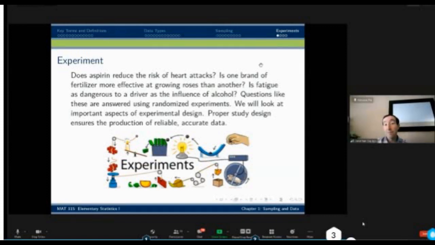Is one brand of fertilizer more effective at growing roses than another? Does the impact of fatigue on a driver's safe driving measure the same as the influence of alcohol if they've had a drink recently? These questions are often answered using randomized experiments, and what we're going to do is look at experimental design in your textbook to see different ways that this can be set up.